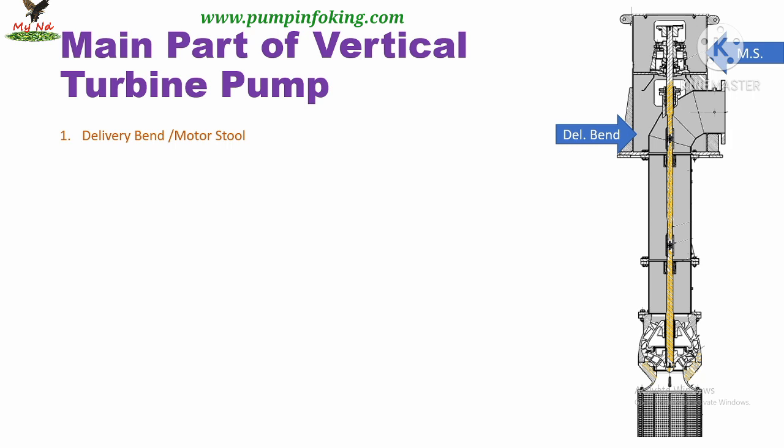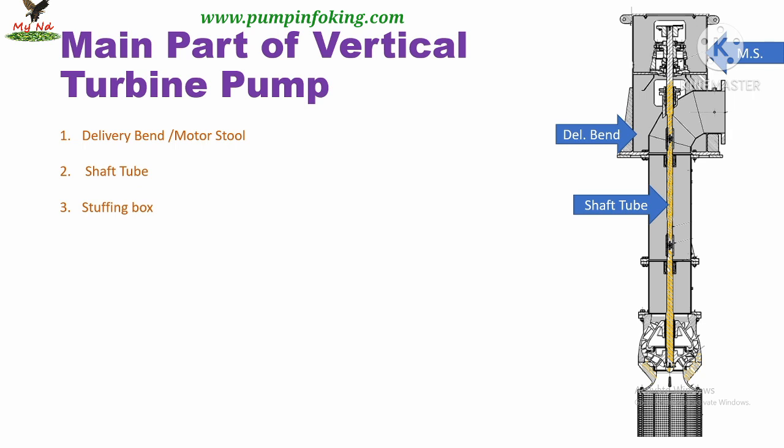The main function of the delivery bend is to deliver the pumping fluid. The motor stool is used for pump and motor alignment. The motor rests on the motor stool, which gives support to the motor. The second part is the shaft tube. This is the shaft tube. A shaft tube is a cylindrical hollow metal tube mounted over the shaft. It is used for protecting the shaft from corrosion and erosion.